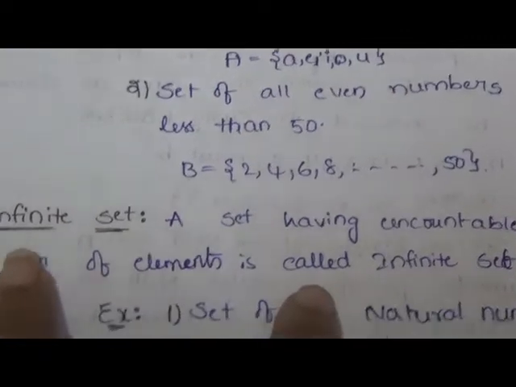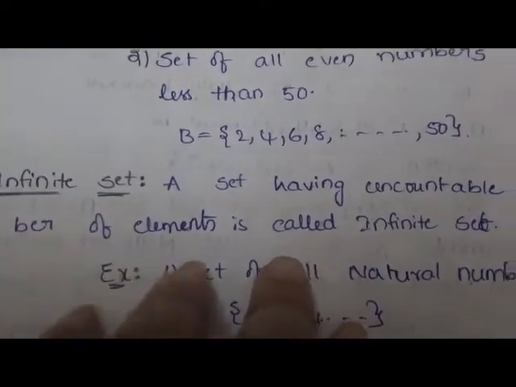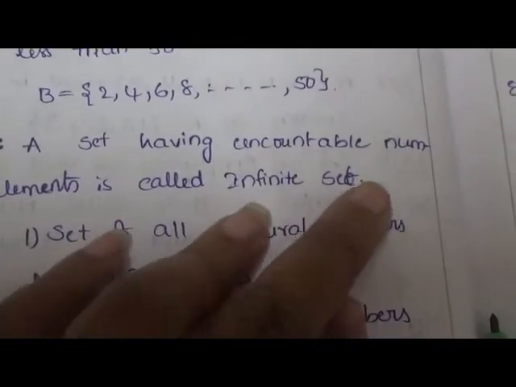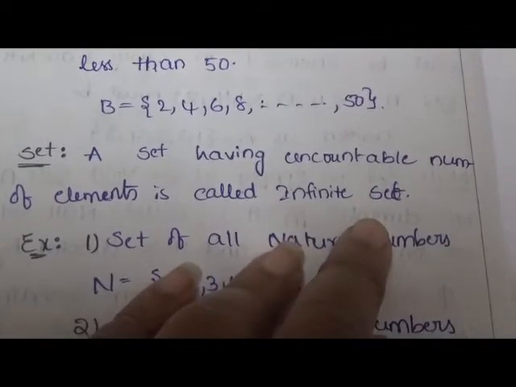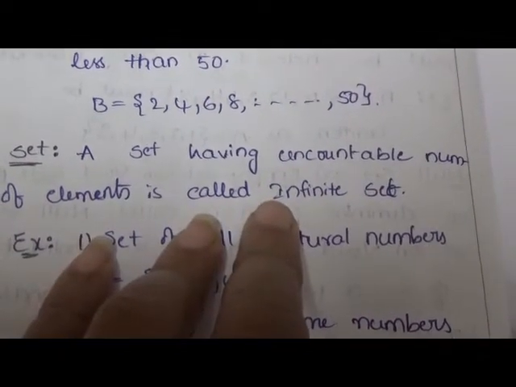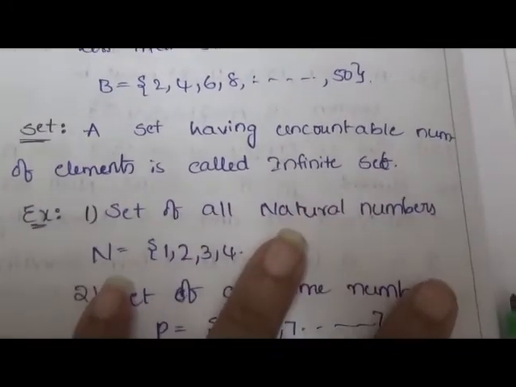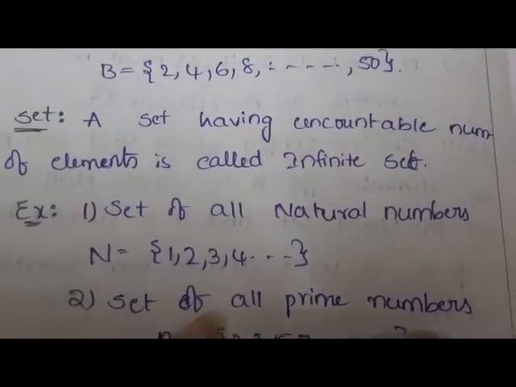And we can go to the next type of set, that is the infinite set. A set having uncountable numbers of elements is called an infinite set. Uncountable means there are so many that we can't count the elements present in the set, right?